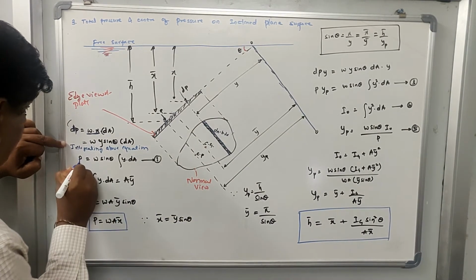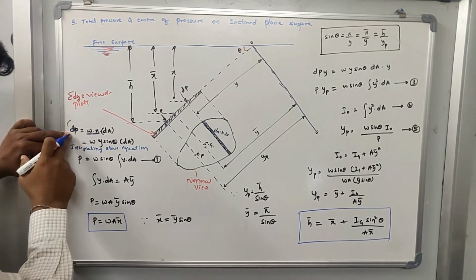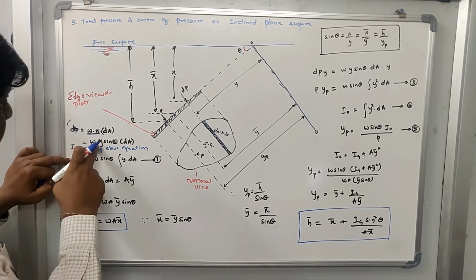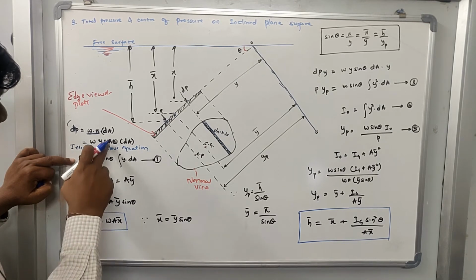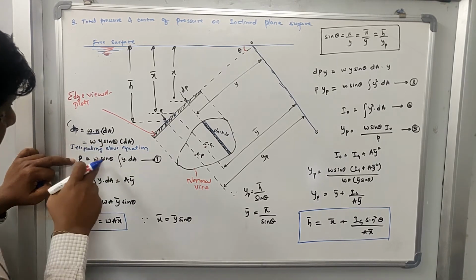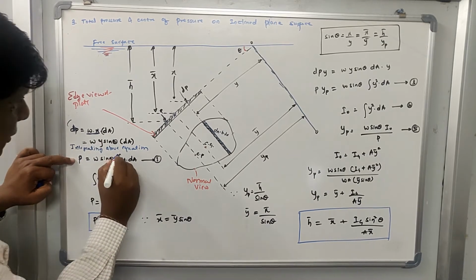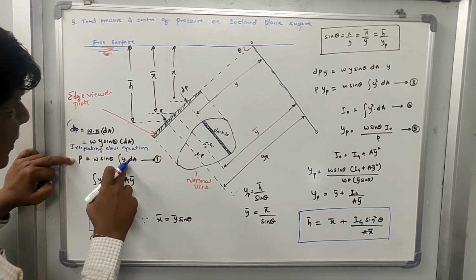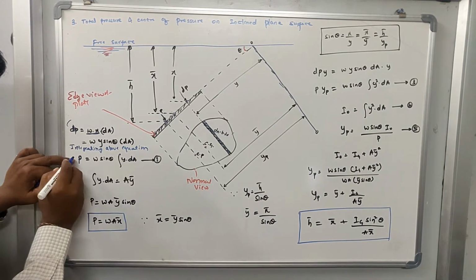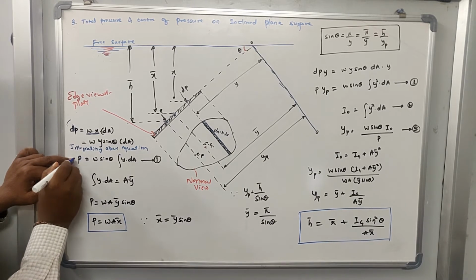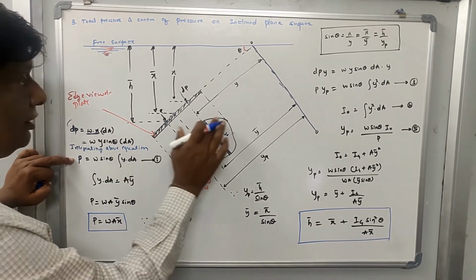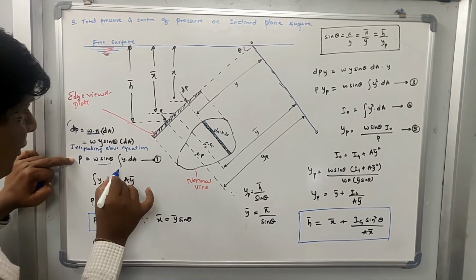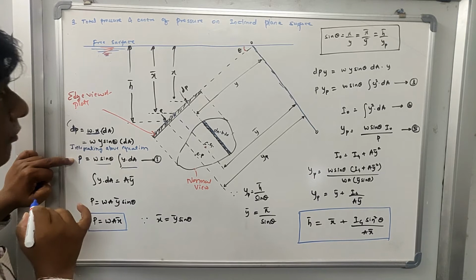So capital P, that is the integration of dP, is equal to P. Then W is constant and sin theta is constant, so I am taking them outside the integral sign. Inside the integral sign you have y into dA. Therefore, the total pressure exerted by the static mass of fluid on this entire plate is equal to W sin theta times the integration of y dA.